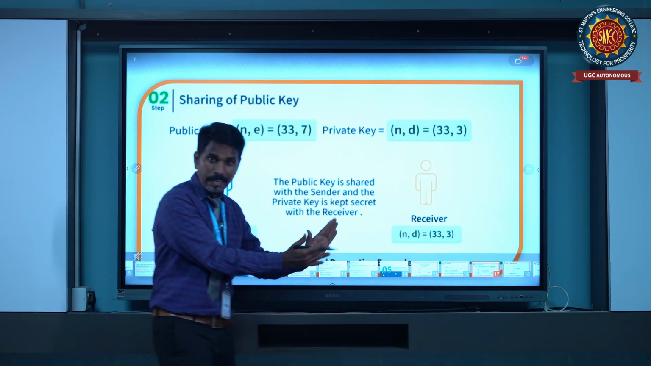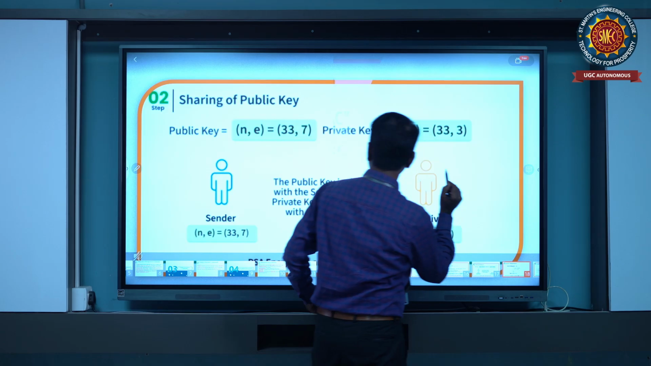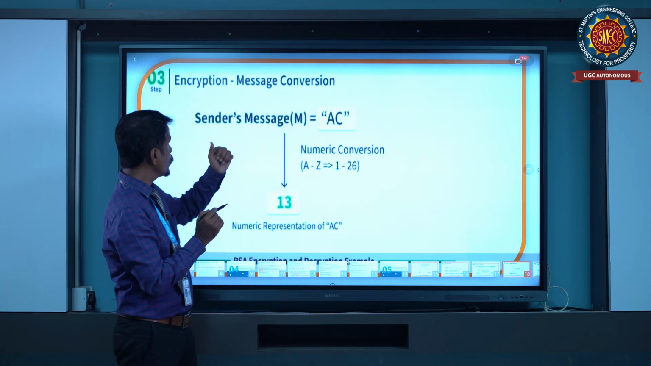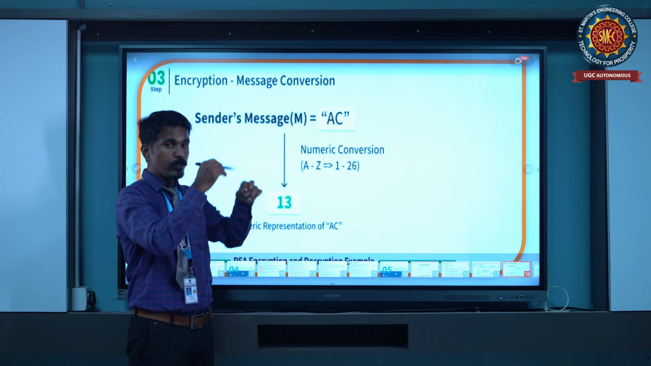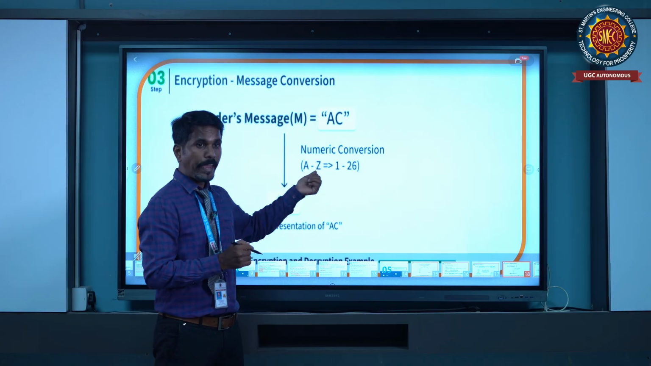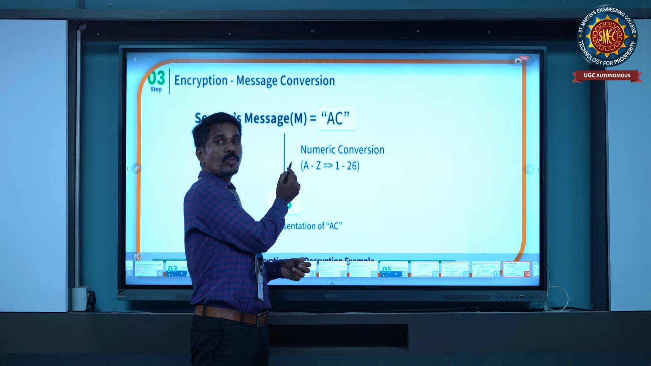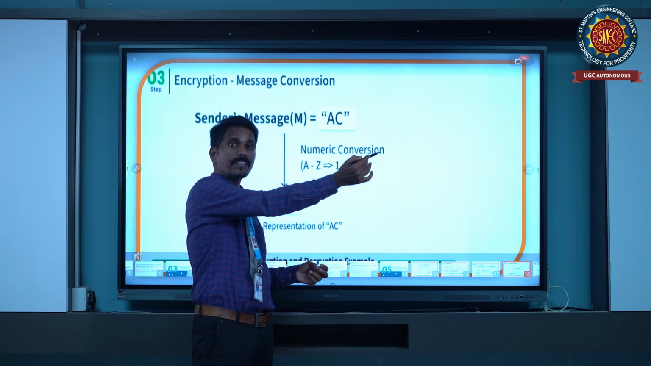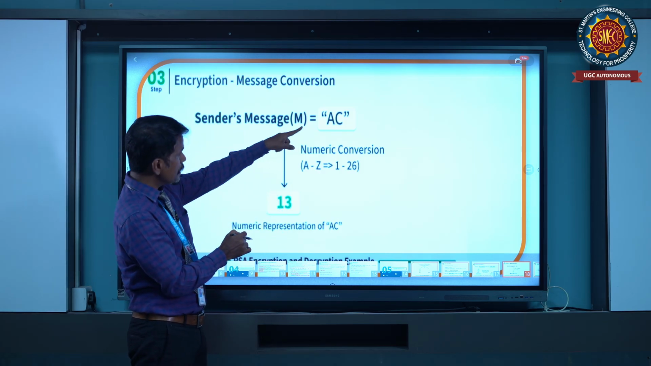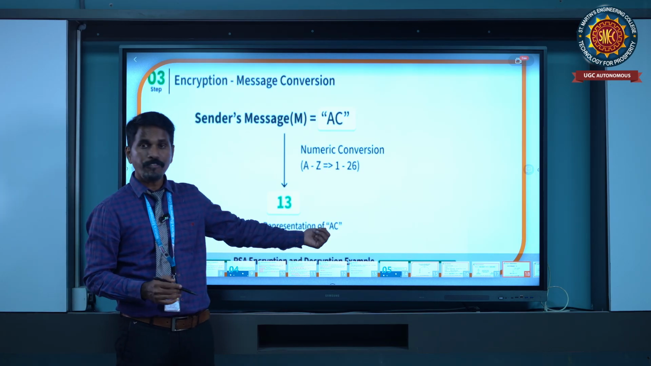So first we need to encrypt and decrypt the message. Here is one more example, the encryption of a message. The sender chose the message AC and its numeric conversion: A to Z are numbered 1 to 26, so A has the value 1 and Z has the value 26. Here the numeric representation of AC is 13.